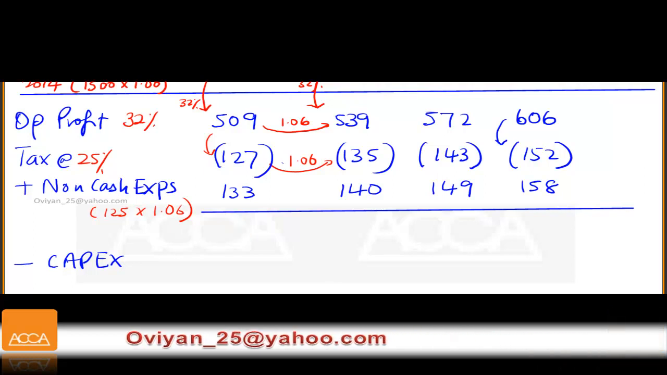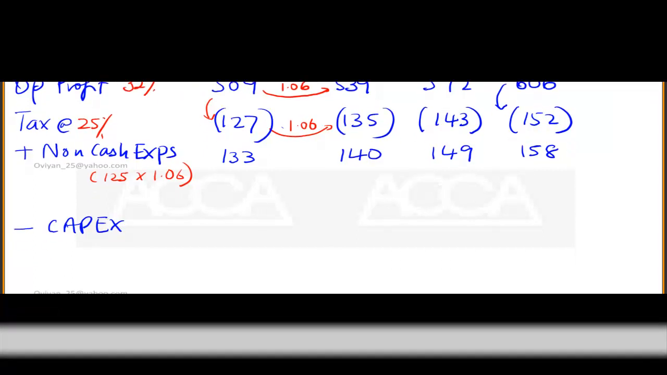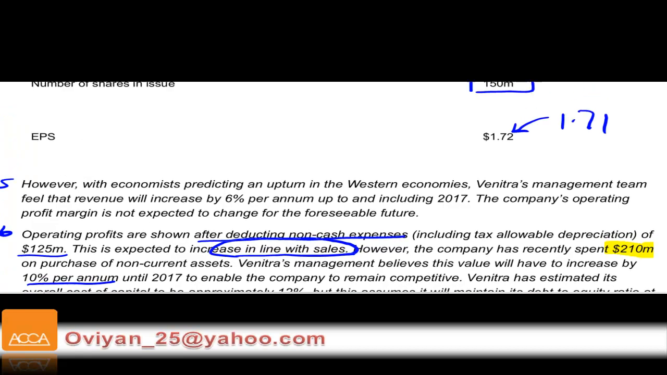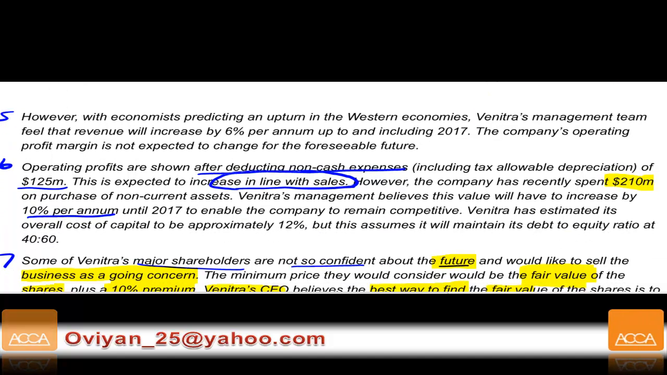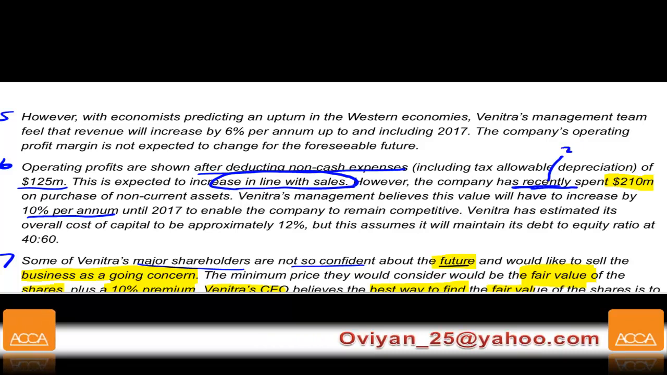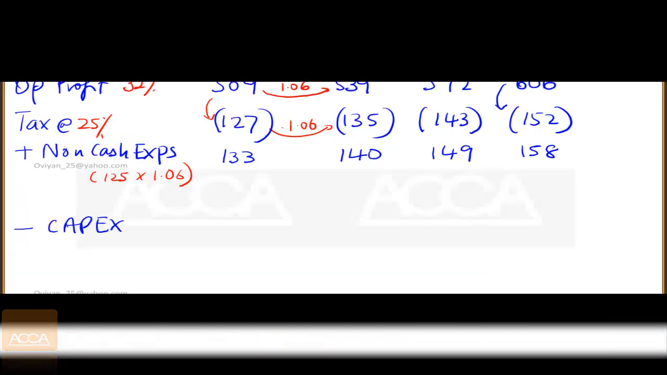All right, now we have the time. We have lots of time, so we're going to fill up everything slow and steady. Now we got capital expenditure over here. There's no mention about capital expenditure here. They're telling us that however they've recently spent capital expenditure. Recently means, I believe, the 2013 report. In 2013 they recently spent 210 million on the purchase of non-current assets.